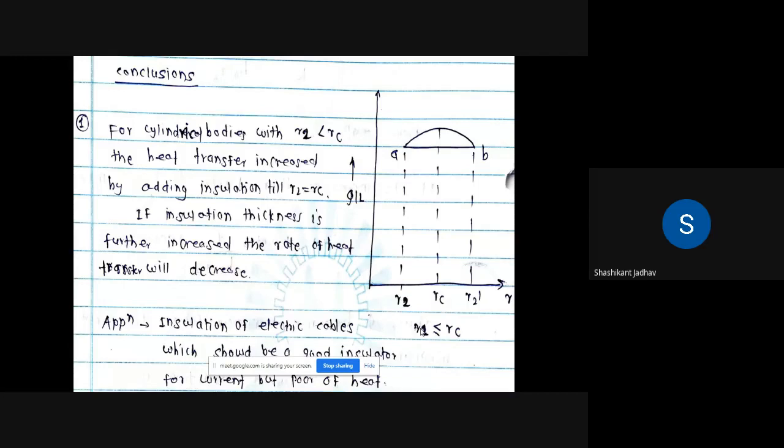Similarly, we have derived the equation for the sphere, and for the sphere, what is the equation? RC is equal to 2K by HO. So from this critical radius of insulation, we get two conclusions.